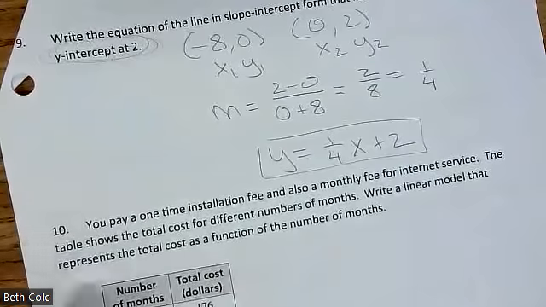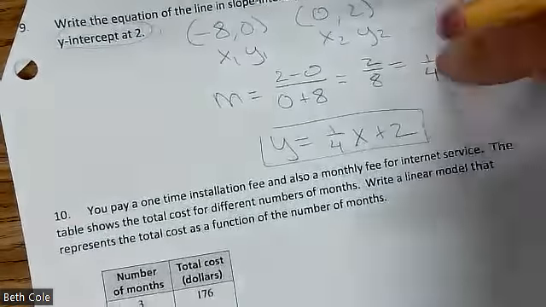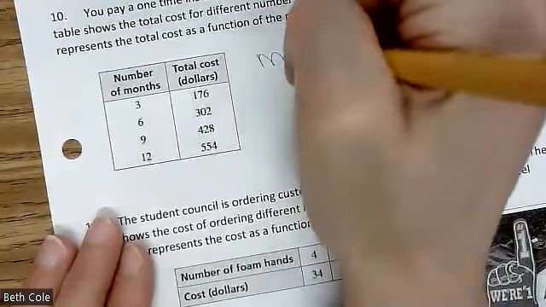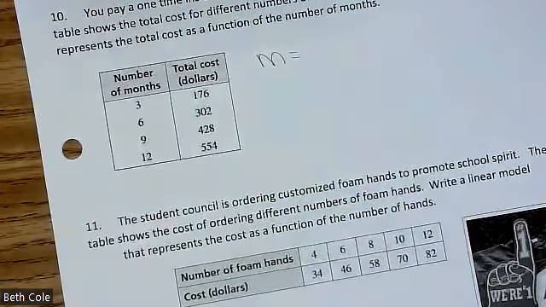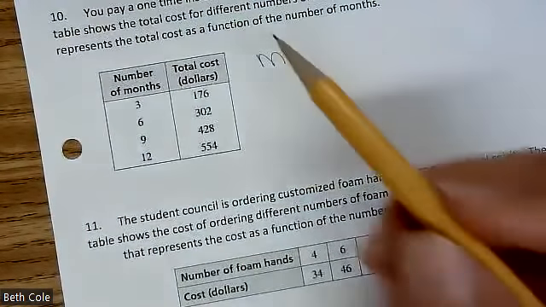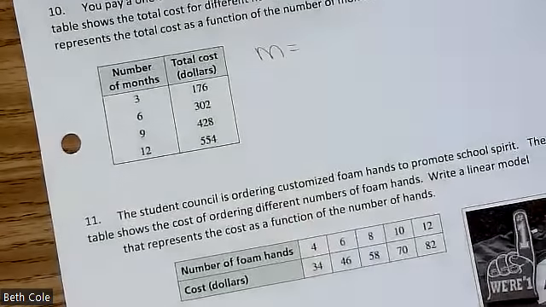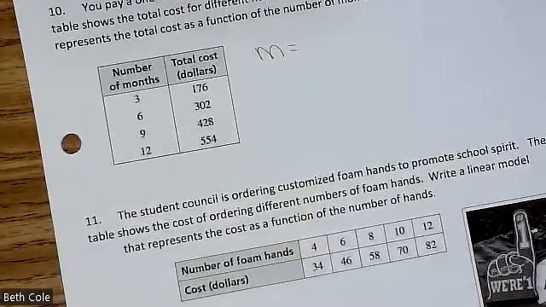These next two are the same kind of problem. It's just written in table form. If you do not have the slope, that is the first thing that you have to find. So we're going to see how much these are changing from 176 to 302. Let me pull up the calculator real quick.